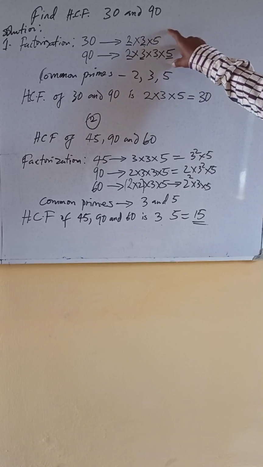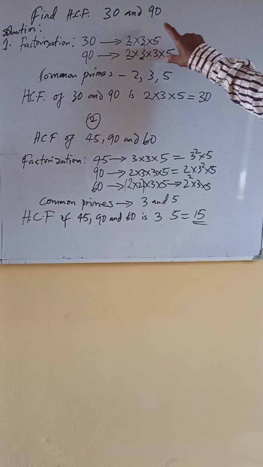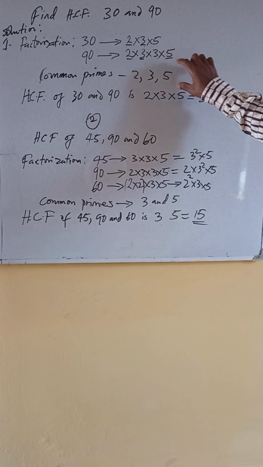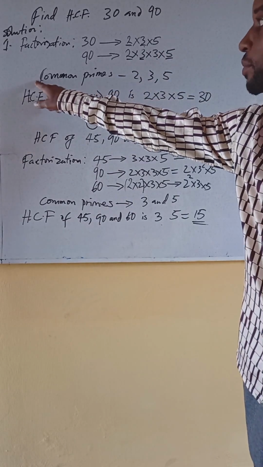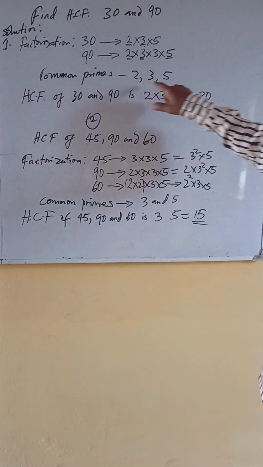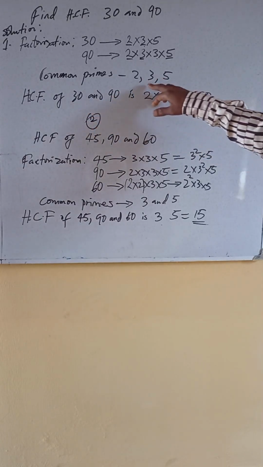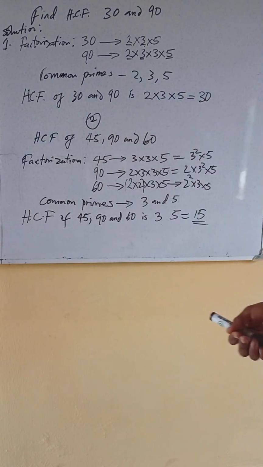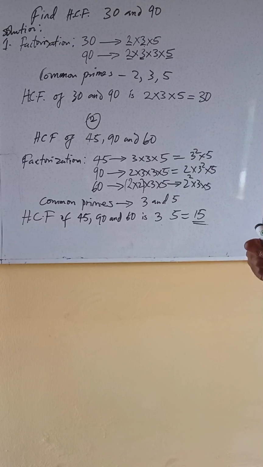Well done to most of you because you're able to get the prime factorization part. Most of you forgot to get the common primes, and then in the end multiply the common primes to get the highest common factor. So that is the simple steps you need to follow. First of all, learn the common primes.